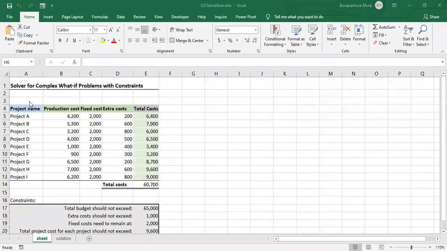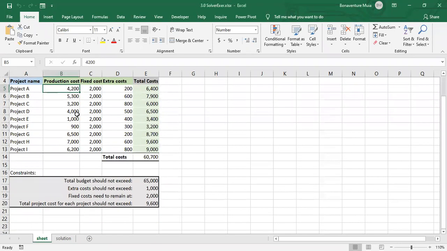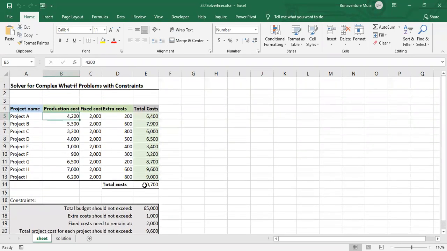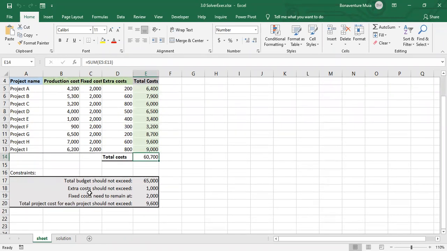So we have an exercise on the solver that you can get from the link. It is index 3.0, that is solver exercise. So this is what we are having. This is going to be our objective, and we have the different columns, and this is the list of constraints.